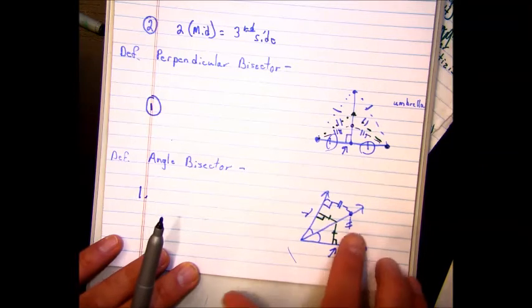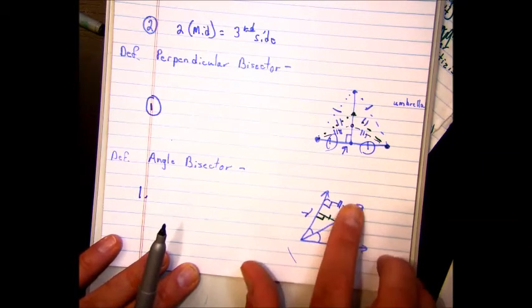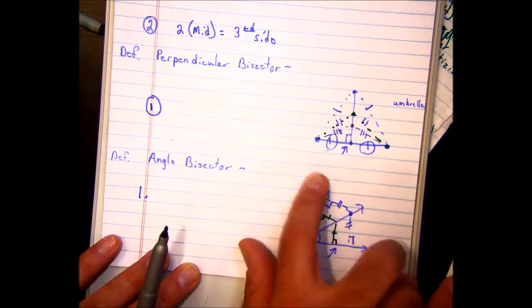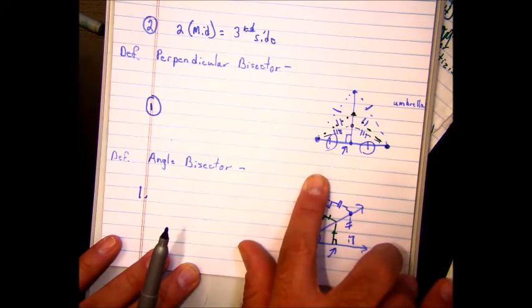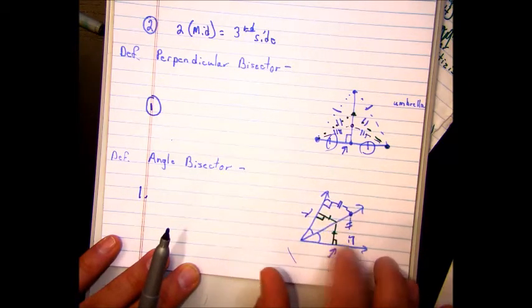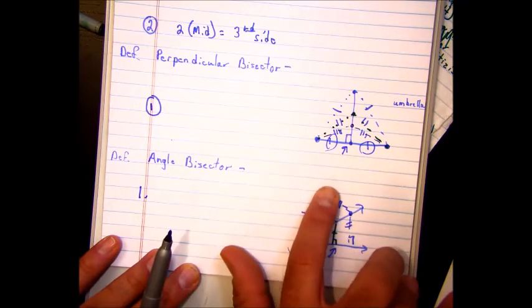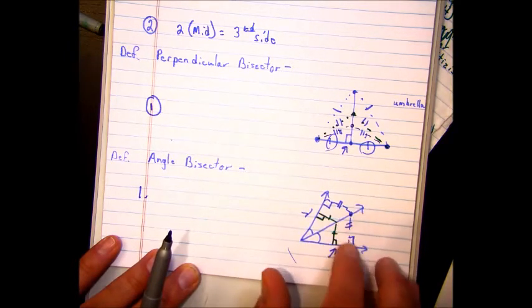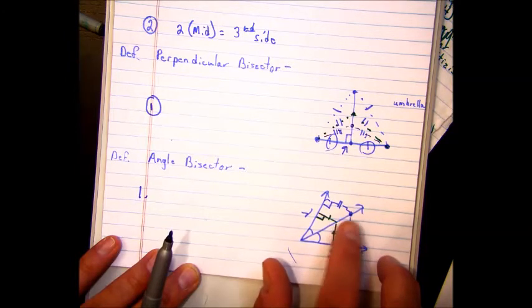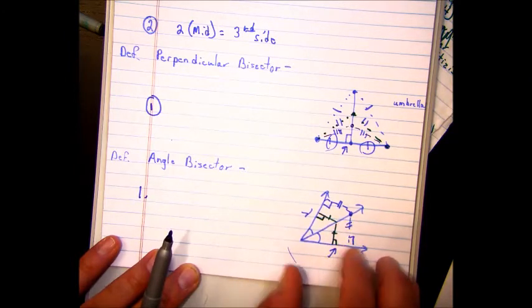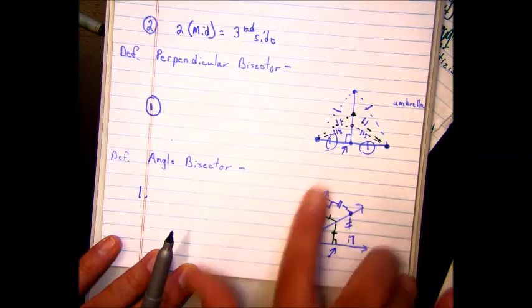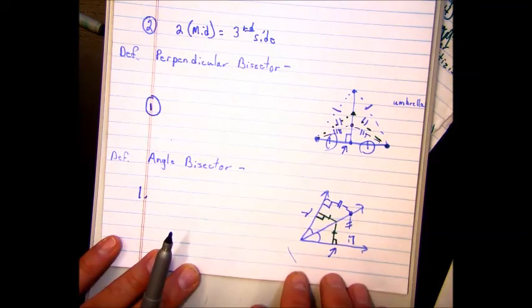The key is it has to be perpendicular. If it's not perpendicular here, then they're not equidistant. If they're equidistant, then they're perpendicular. If they're perpendicular, then they're equidistant. If they're not perpendicular, then they're not equidistant. If they're not equidistant, then they're not perpendicular. So this is where that if-then worked in, and we talked about it.